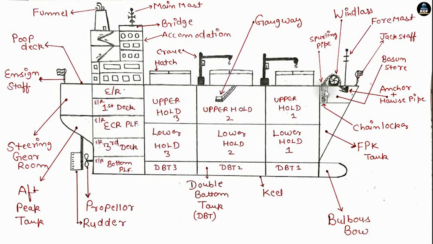Spurling pipe will be located somewhere here, windlass, foremast, jack staff, bosun store, anchor and hawse pipe will look like this, and chain locker, forepeak tank. So we'll move to the next video.